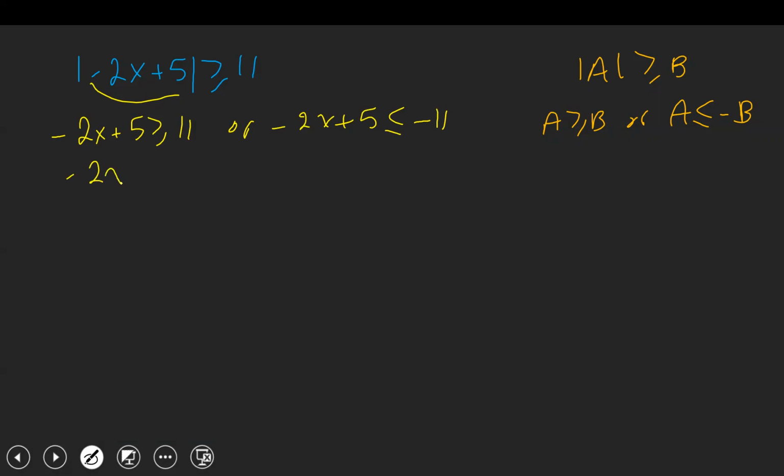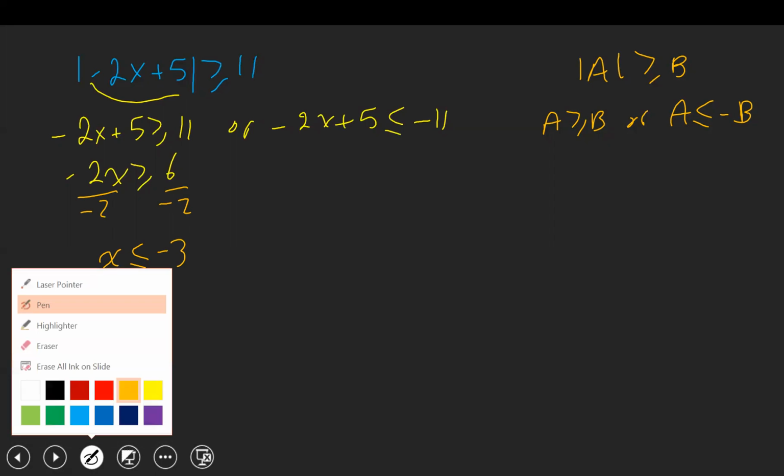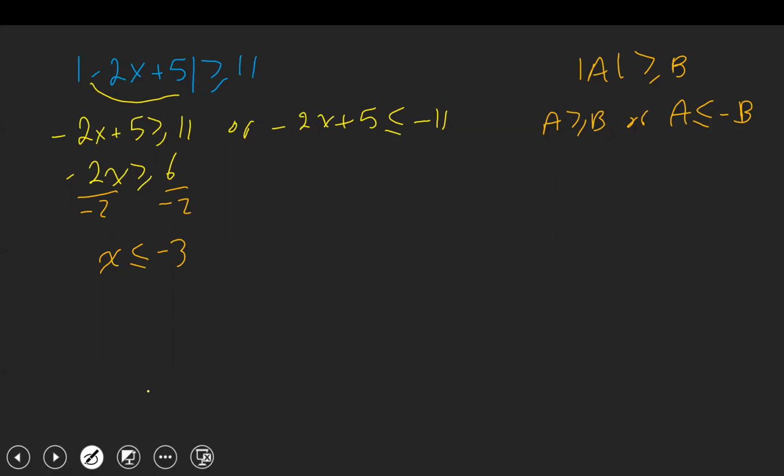Minus 2X is 6 here, 11 minus 5, then X is 6 divided by minus 2, we get minus 3. But since we are dividing both sides by minus 2, dividing by a negative, we have to switch the inequality. And here we get X less than minus 3. This is the first one. The second one here, minus 2x is less than minus 11 minus 5, minus 16.